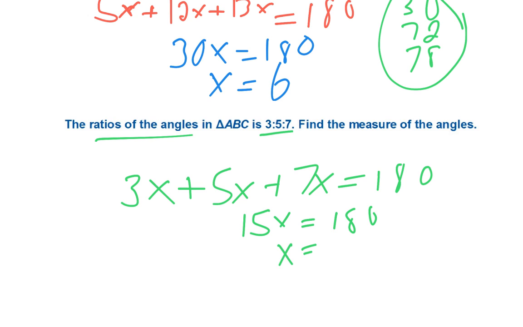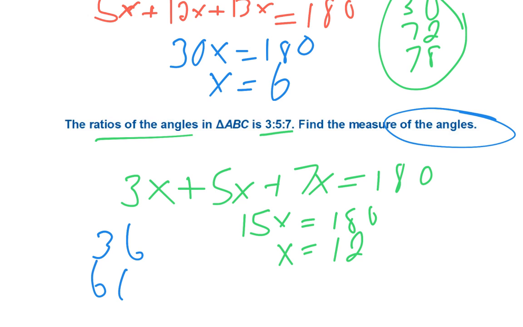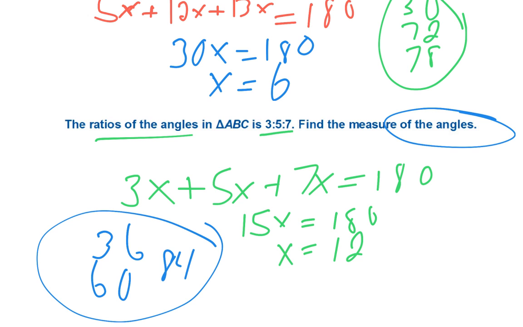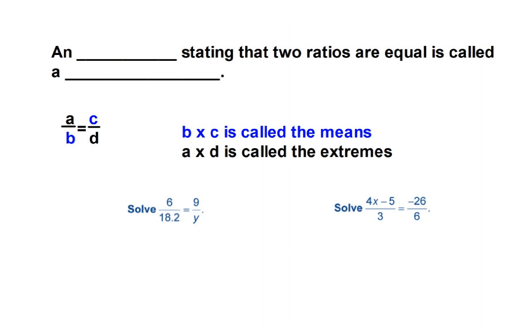So 180 divided by 15? What's 180 divided by 15? 12. But I need the angle measures. So what's 3 times 12? 36. What's 5 times 12? 60. And then what's 7 times 12? 84. Those are my 3 angle measures. All right, so with that being said, let's get into a lot of what you're going to be doing today.